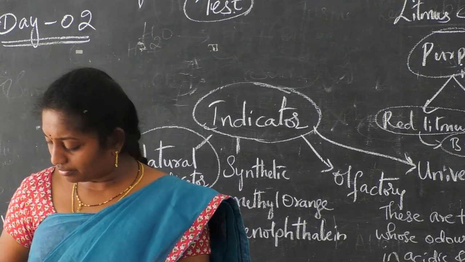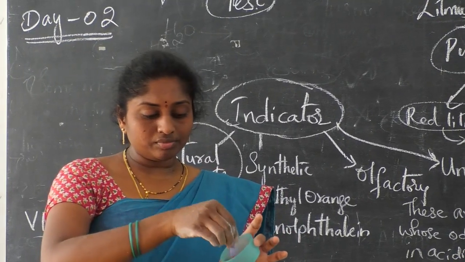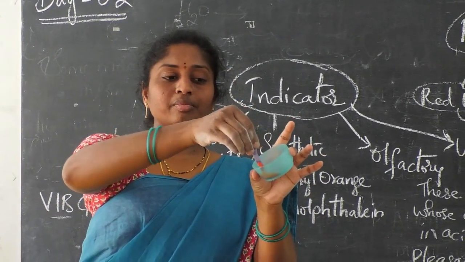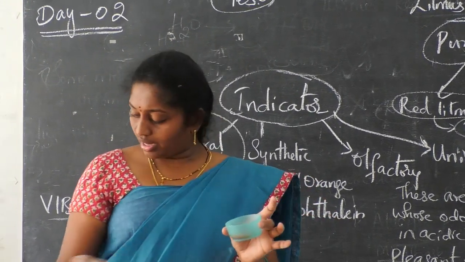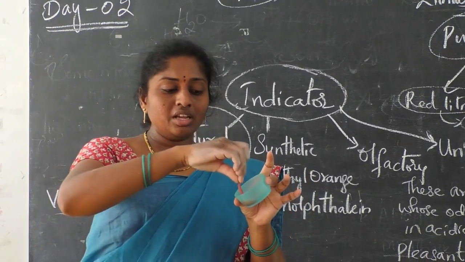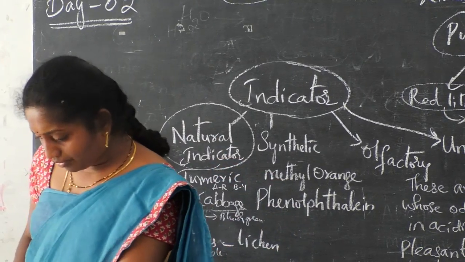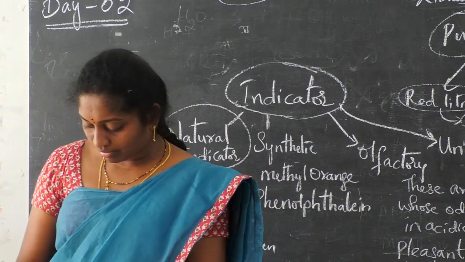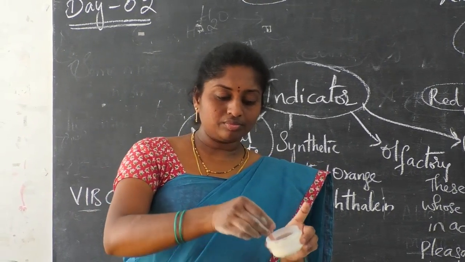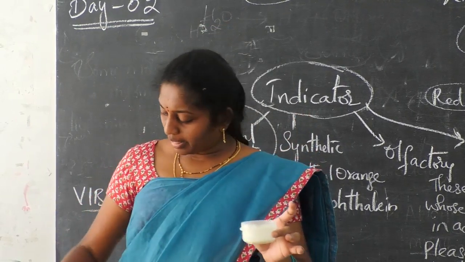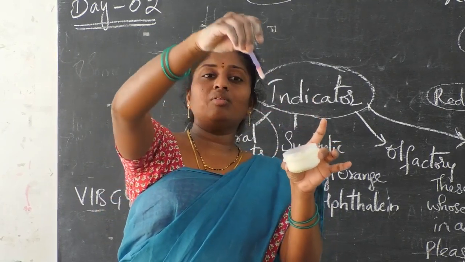In the same way, you can test tomato also. In the tomato, oxalic acid is present, so it changes the blue litmus to red. But if you place the red litmus, here also you can see no change in color. The same way with curd. In curd also there is no change in color with the red litmus, but if you place the blue litmus, you can immediately see how the color changes.